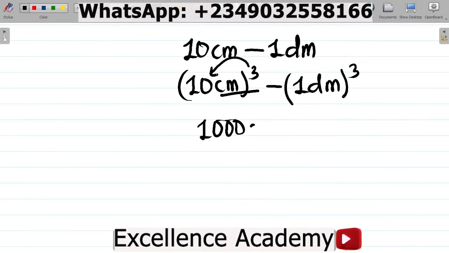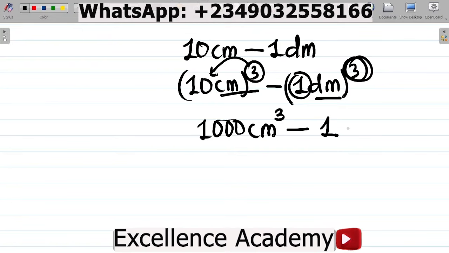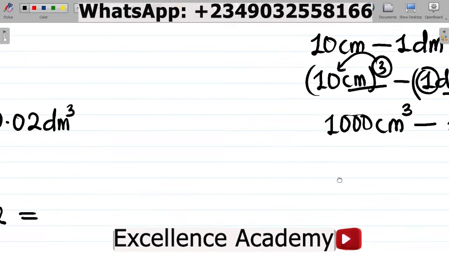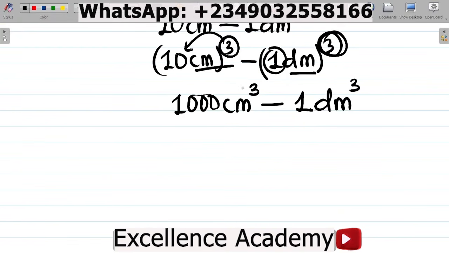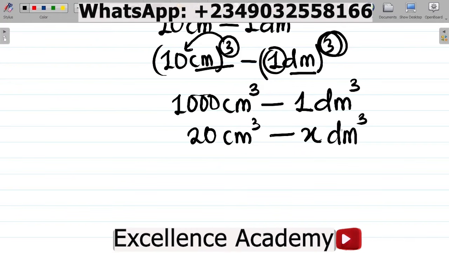Then in this one here, cm is also cubed. 1000 cm cube would give you 1 cubed. 1 cubed is 1 times 1 times 1, which is 1. Then dm takes the cube, so 1 dm cube. So basically, this is the relationship between cm cube and dm cube. In the question there, we're given 20 centimeter cube. So under the centimeter cube, we write 20 centimeter cube is equal to, let's call the value x in dm cube. Here's how to do simple conversions.